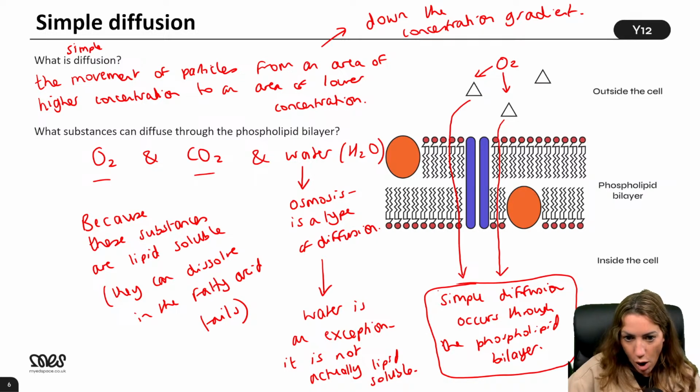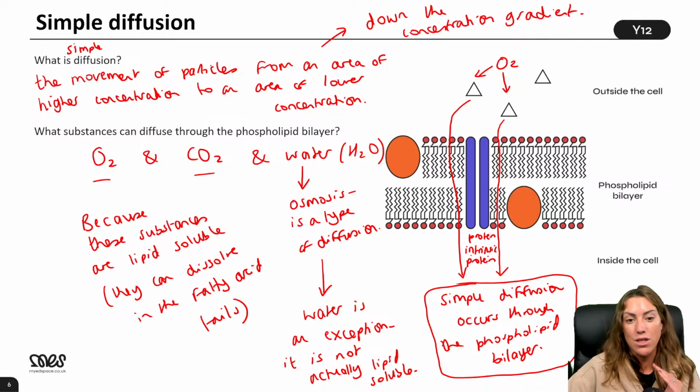On this diagram, what are the two purple sticks? Good question. We're going to look at that on the next slide. So it's a protein. It's an intrinsic protein because it spans the whole width.